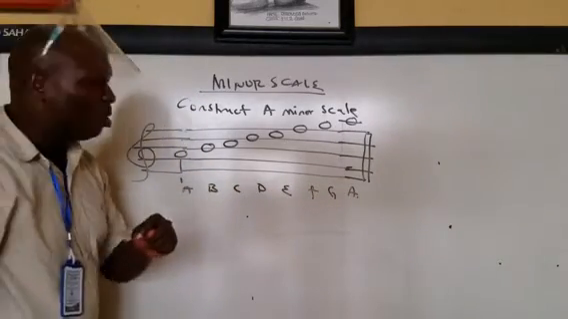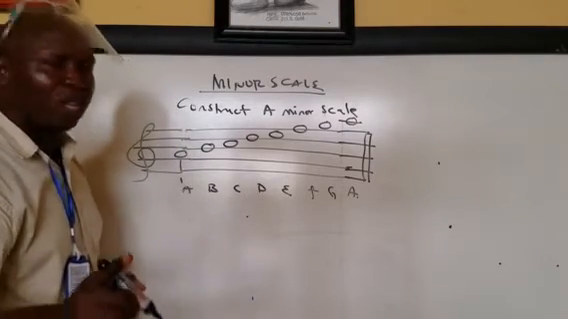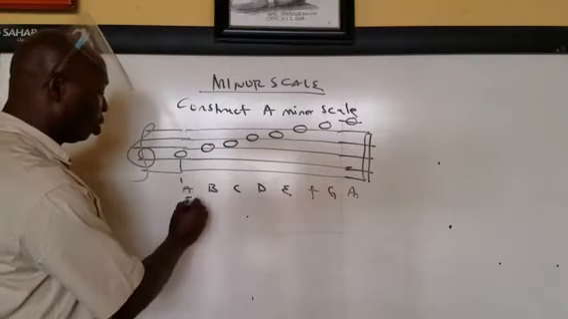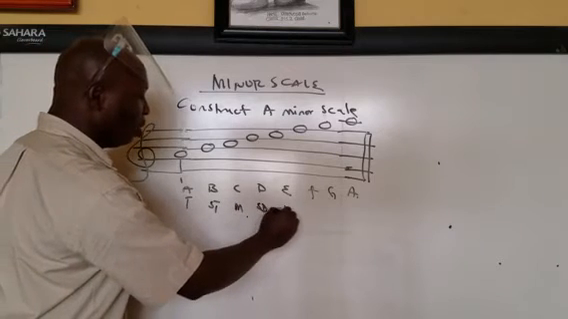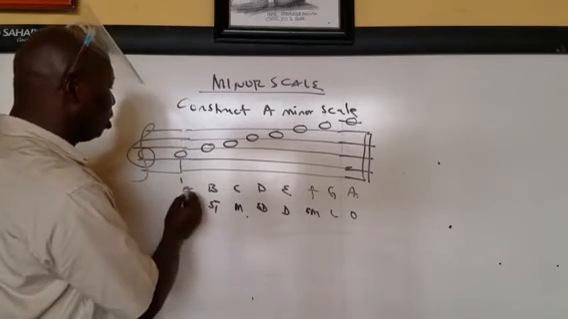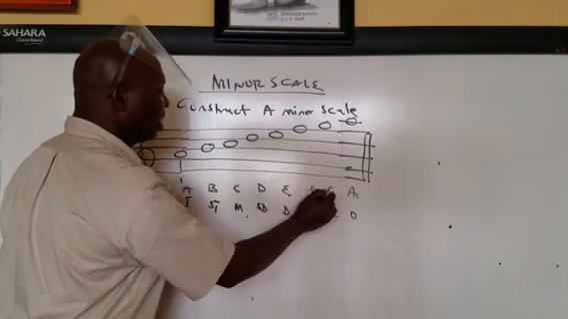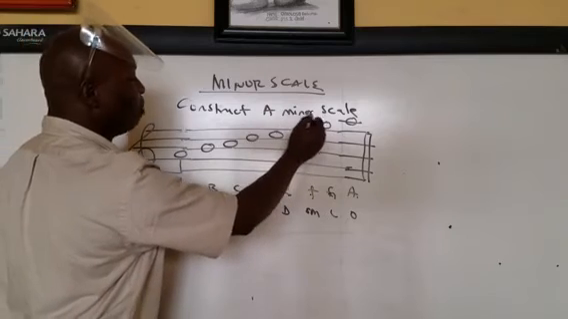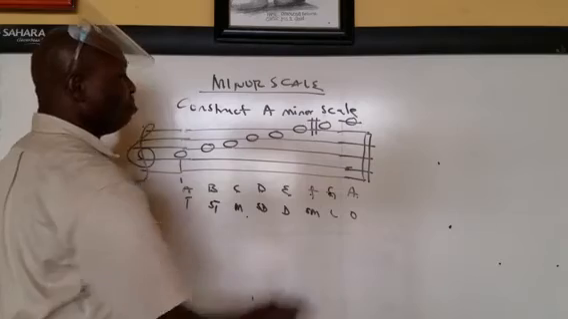When I told you about the minor scale, I told you important things you must know, that the 7th note is always raised. Where is the 7th note? This is the first, the tonic, the supertonic, the mediant, the subdominant, the dominant, the submediant, the leading note, and the octave. The 7th note is raised. 1, 2, 3, 4, 5, 6, 7. This is the seventh note. I'm going to add a sharp to the seventh note. That is the minor scale.